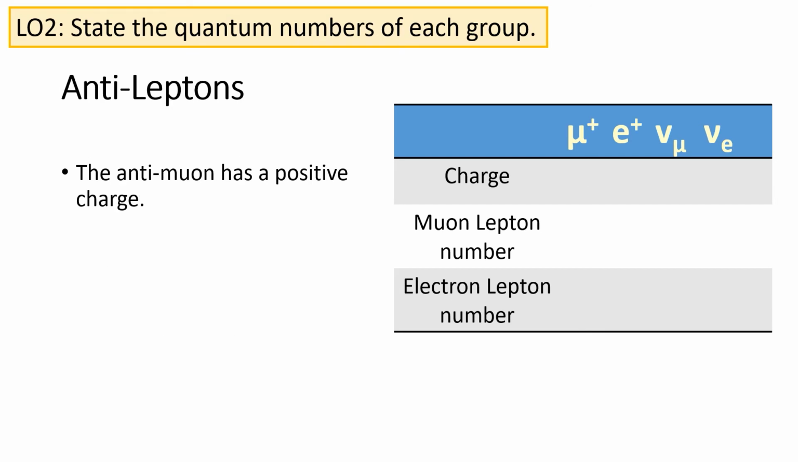Each of these particles has a corresponding antiparticle. So for every lepton, there is also an antilepton. The charge of each of these particles is the opposite of the original particle, and each of these has a quantum number opposite of the original.